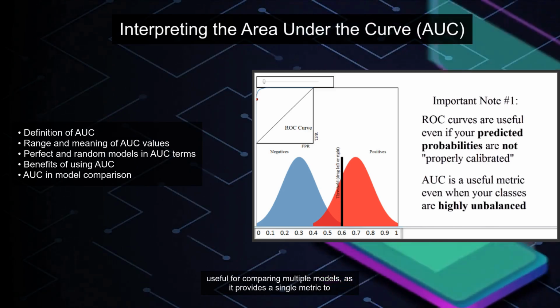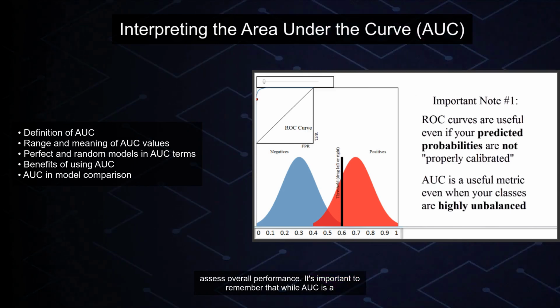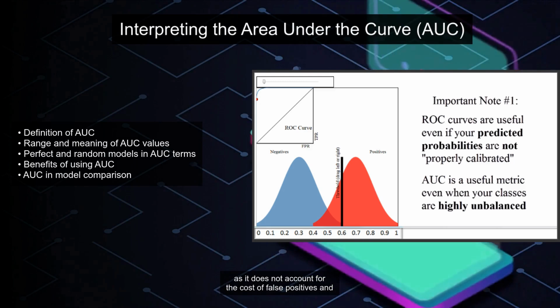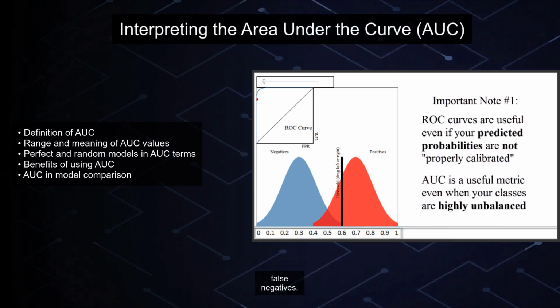The AUC is particularly useful for comparing multiple models, as it provides a single metric to assess overall performance. It's important to remember that while AUC is a valuable indicator, it should not be the sole criterion for model selection, as it does not account for the cost of false positives and false negatives.